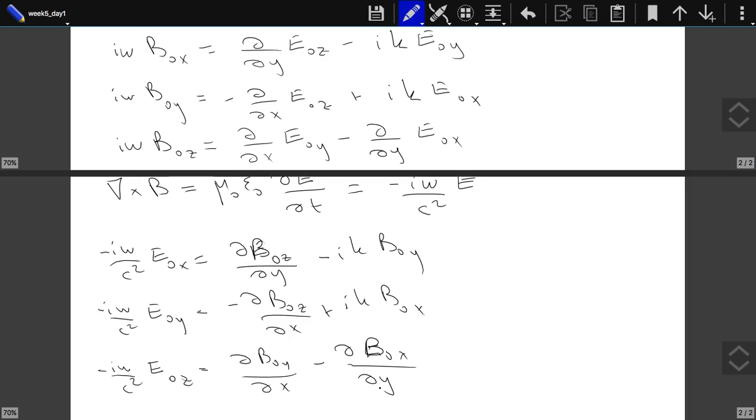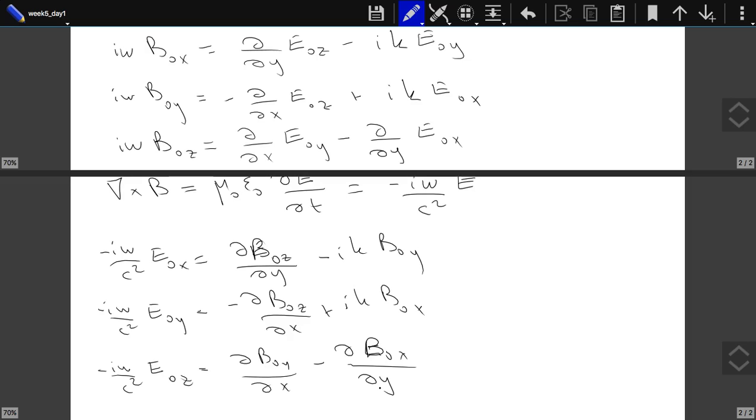Okay, so how many equations do we have? 3 here, 3 there, that makes 6. From the divergence of E, 1 more, 7. From the divergence of B, 1 more. We have 8 equations to solve for our 6 unknowns. Well, it won't be so complicated. It will be somewhat tedious. Now let's see what we can do.